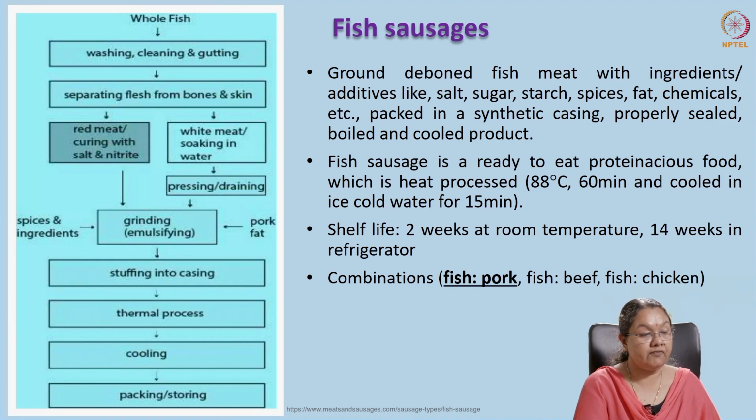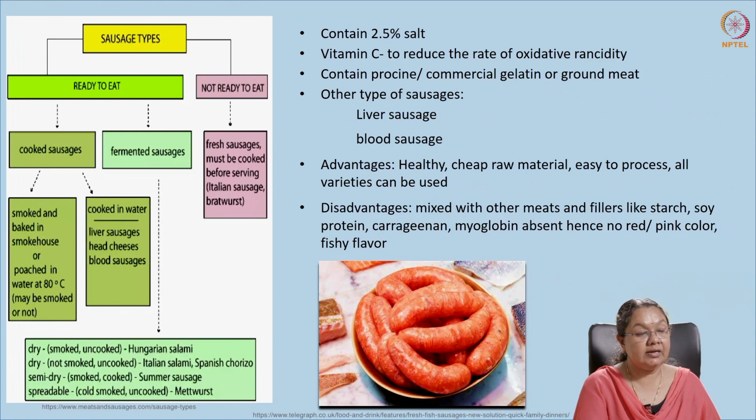And this is the protocol for preparing fish sausage. The fish is taken, it is cleaned, and the white meat is collected. We can also use red meat, and then it is ground and mixed with pork fat and stuffed into the casings, thermal processed and packed. It generally contains 2.5% salt. We can also do value addition by adding vitamin C, which will reduce the oxidative rancidity. Commercial sausages contain pork meat or porcine gelatin. The other sausages can be liver sausage and blood sausage.